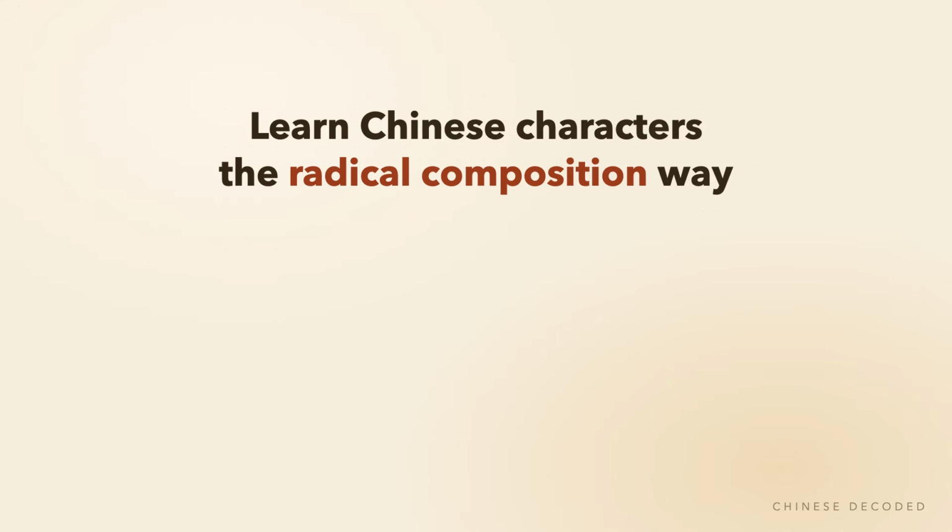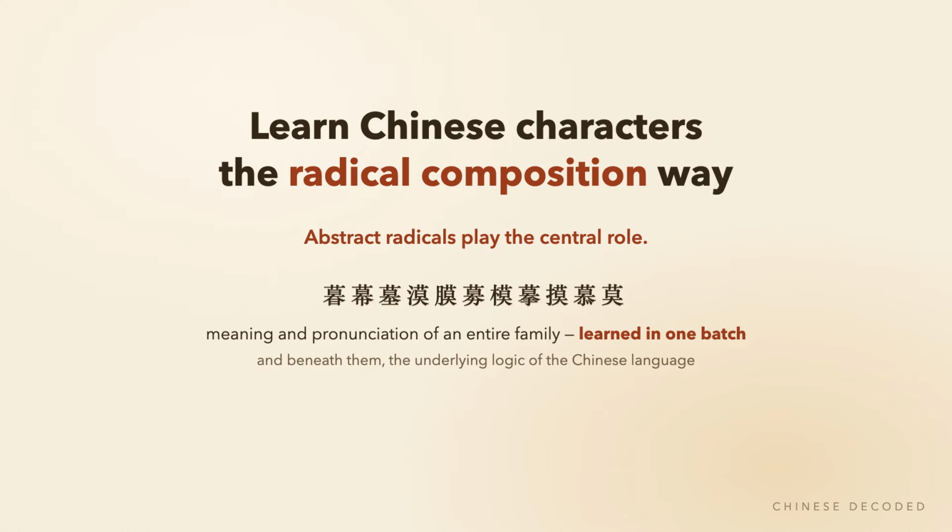So this is how you should learn Chinese characters, the radical composition way, with the abstract radicals playing the central role. Remember the 10 characters from the beginning of this video? You did not learn them as unrelated characters, each memorized on its own. You learned the meaning and the pronunciation of an entire family of characters in one batch, and beneath them, the underlying logic of the Chinese language.